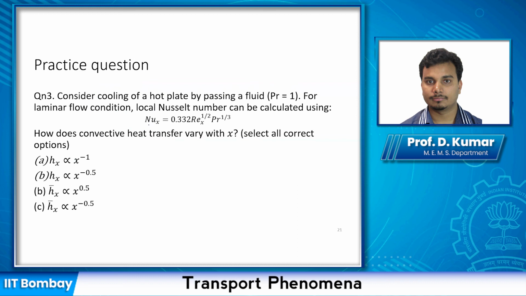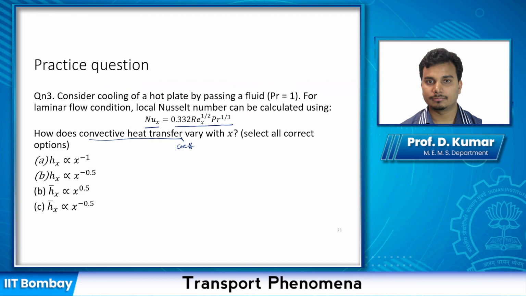Here the Nusselt number is given by Nu_x equals 0.332 Reynolds raised to half, Prandtl to the 1 by 3. So you are given the local Nusselt number. How can you find from there the convection heat transfer coefficient? How does the convection heat transfer coefficient vary with x? So does h_x vary with 1 by x? Or h_x varies with x raised to minus 0.5. And then here you are talking about average h, and here you are again talking about average h. So which of these are correct?